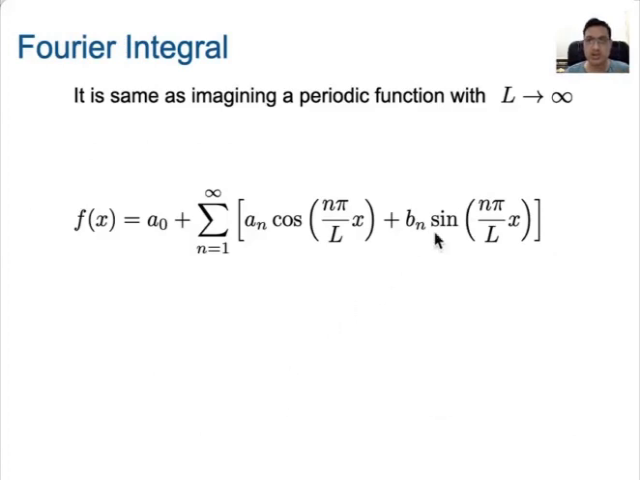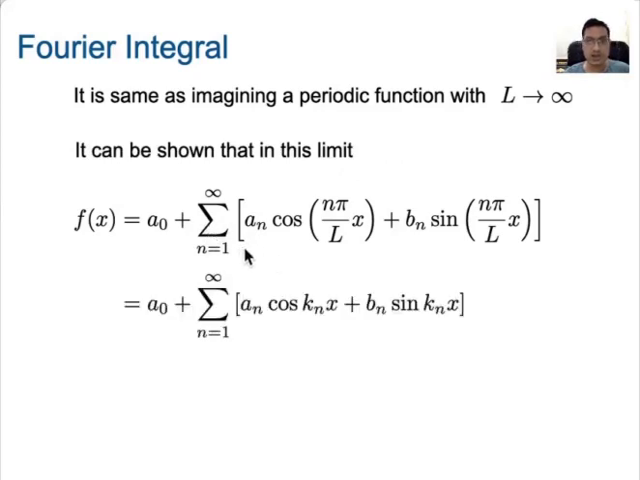Okay, so as I said, a non-periodic function can be imagined as a periodic function with L equal to infinity. This is your Fourier series, what you have seen in the case of a periodic function. Now this Fourier series can be written in a modified form when L goes to infinity. So what it means is that this summation will turn out as another form.